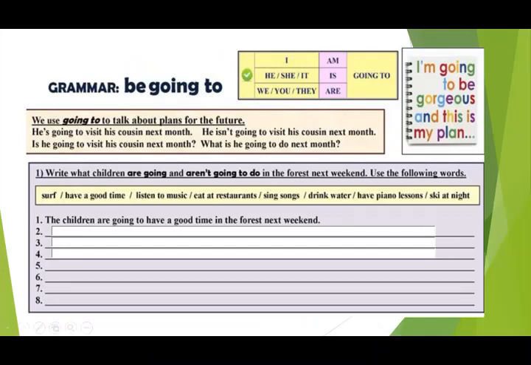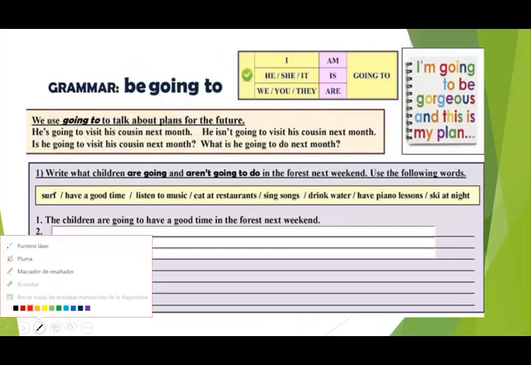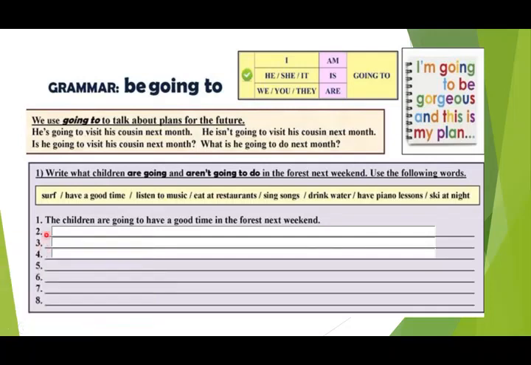Grammar, be going to. Esta es la gramática, ¿ok? We use going to talk about plans for the future, right? This is the previous class, right? For example, this is the first example. He's going to visit his cousin next month. This is an affirmative sentence, right? This is a plan, right? Yes, very good.